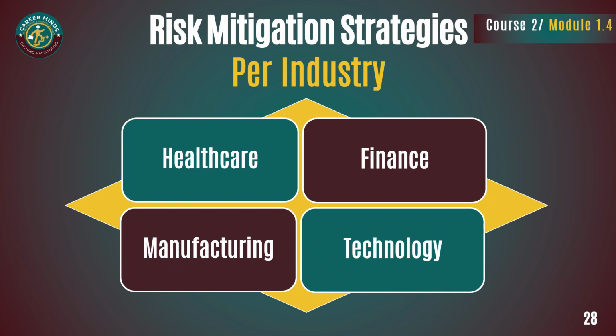Let's look at the third-party and supply chain risk category. Under healthcare, you conduct vendor security assessment and secure data sharing. Under finance, vendor cybersecurity compliance audit is very important. And in manufacturing, third-party risk monitoring and secure IoT supply chain. And in technology, software supply chain security and code integrity checks are very important there.